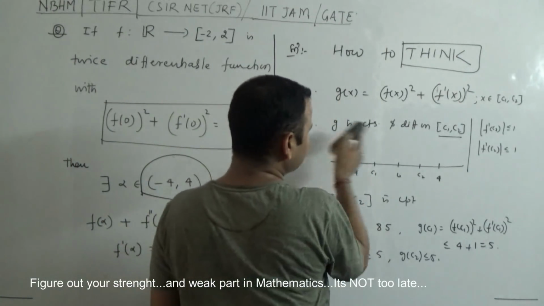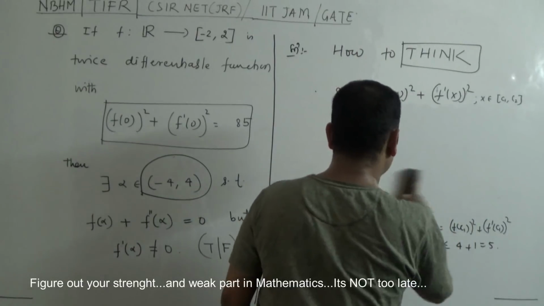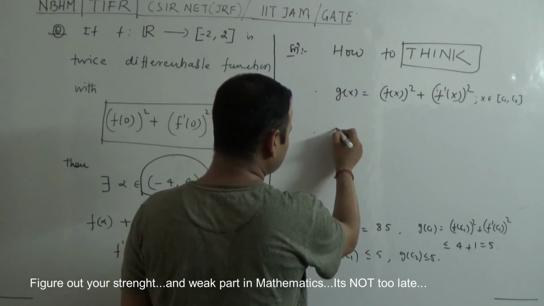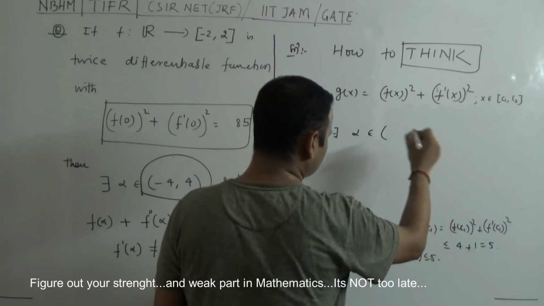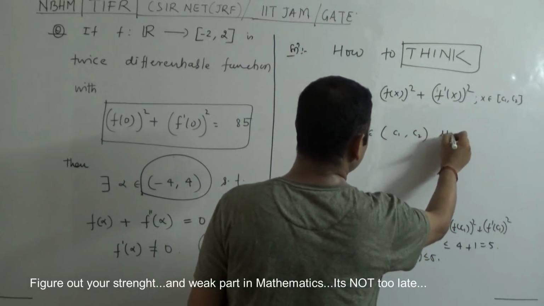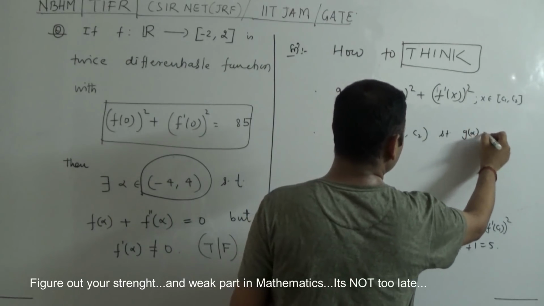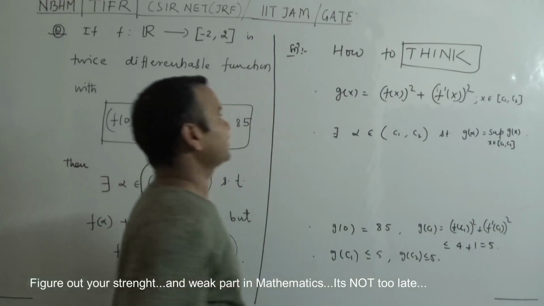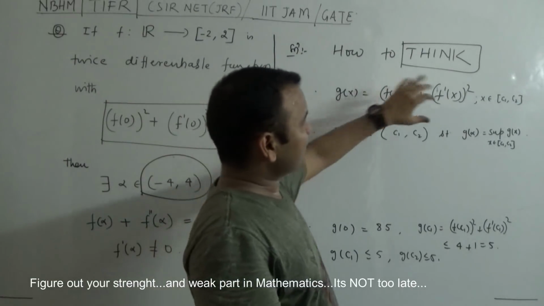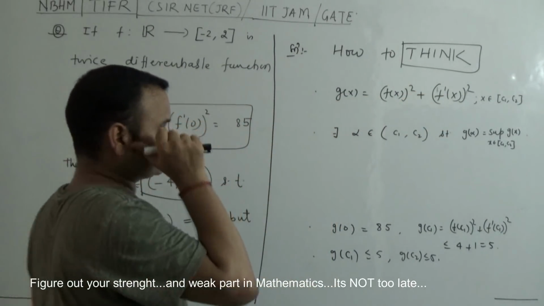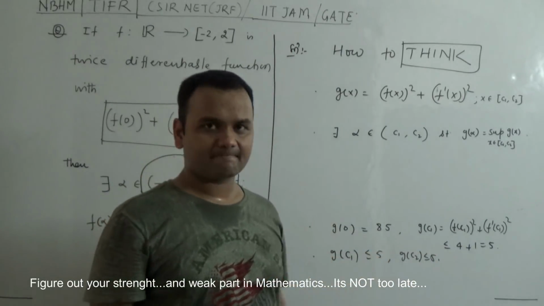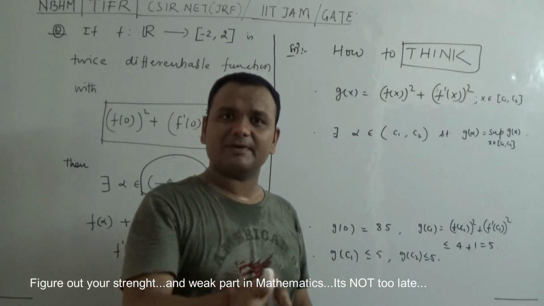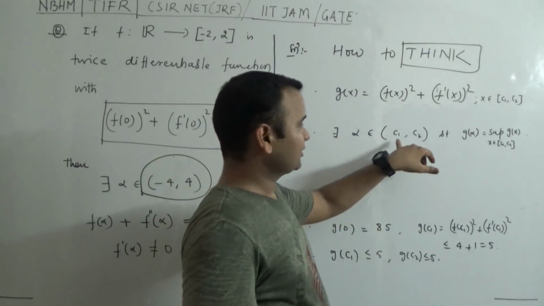So let me erase this part. G is continuous, so there exists alpha in [C1, C2] such that g(alpha) is equal to the sup of g(x) for x belonging to [C1, C2]. Correct? So we got a function between C1 and C2 whose value at the end points is at most 5, and at 0 the value is 85. So from here we know that the maximum will be attained between C1 and C2. Correct? Inside C1 and C2.